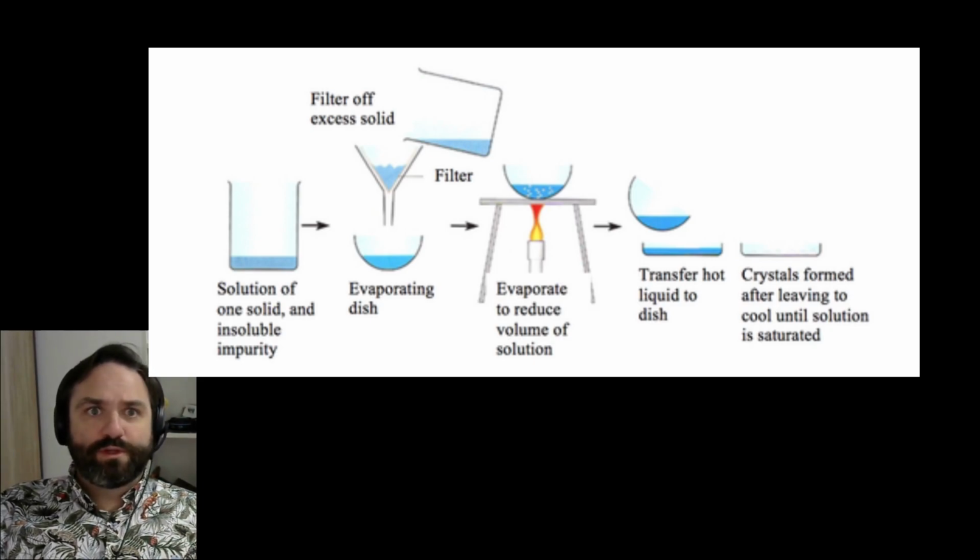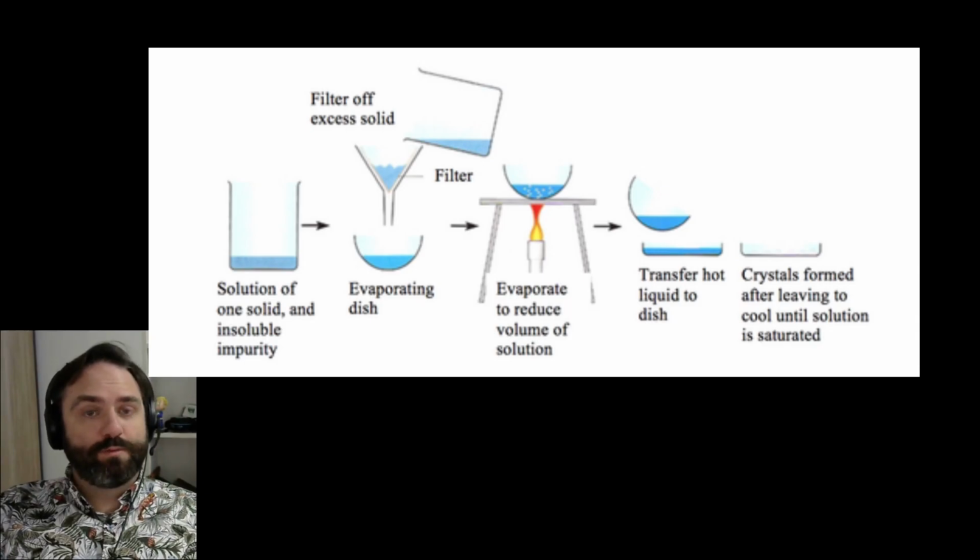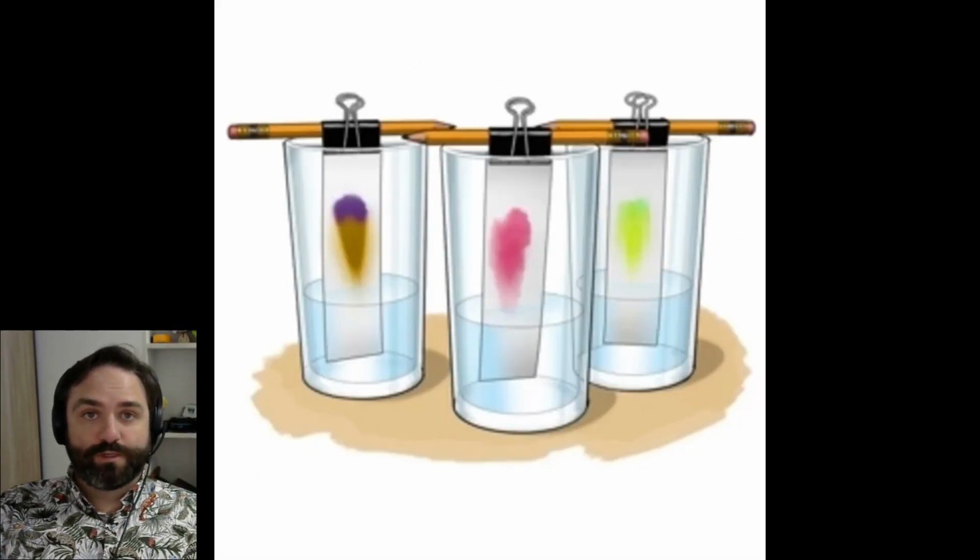What if they're both soluble though? If they're both soluble, you will have to use chromatography. I already have a video on chromatography, you can go and watch that for more details. But the short version is that chromatography can separate mixtures of soluble solids that are dissolved in a liquid.